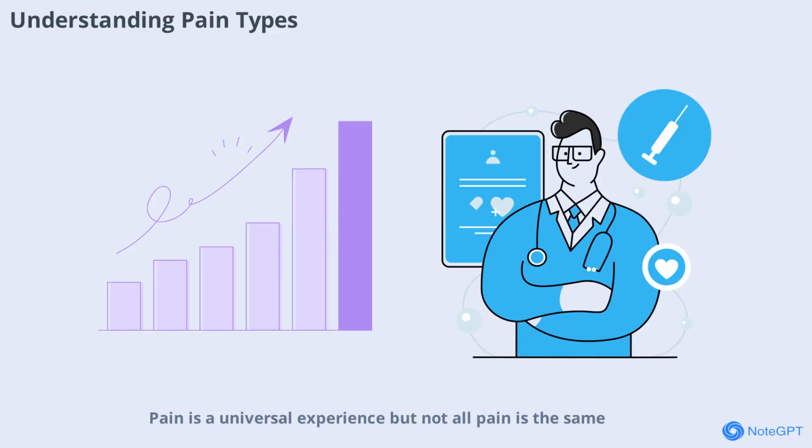Pain is a universal experience, but not all pain is the same. The International Association for the Study of Pain, or IASP, classifies pain into three main types: nociceptive pain, neuropathic pain, and nociplastic pain. Each type has unique origins and mechanisms.